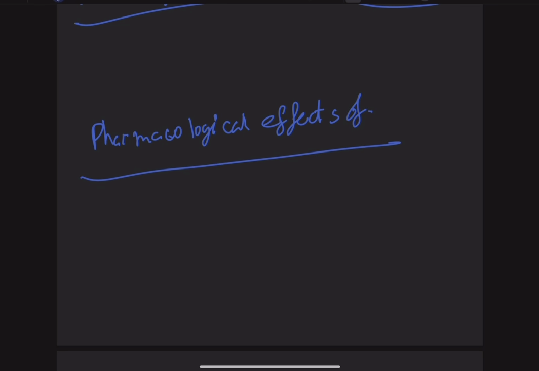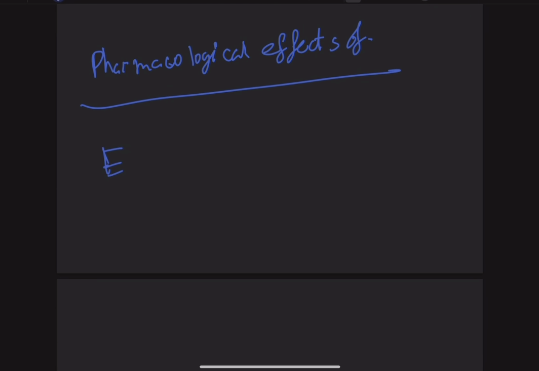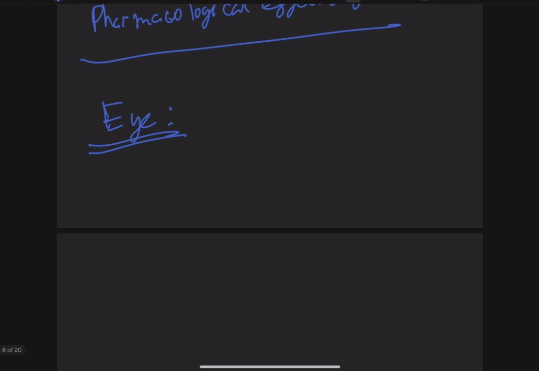So let's see the pharmacological effects of directly acting cholinergic agonists. So what is their effects in the eye? So in eyes, they cause miosis because there is the M3 receptor in the constrictor pupillae muscle.